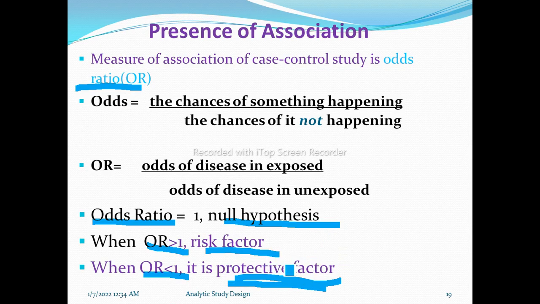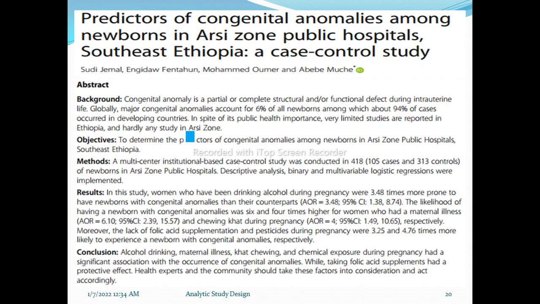So consider this one as a sample: predictors of congenital anomalies. So this is a case control study. By the way, case control study is divided into two types: unmatched case control study and matched case control study. So this study is an unmatched case control study. It's a multi-center institution-based case control study. That means an unmatched case control study was conducted.